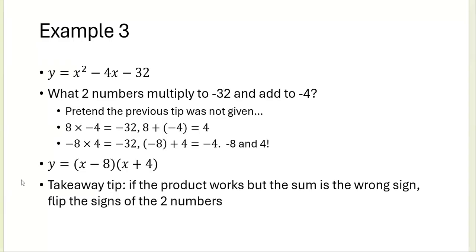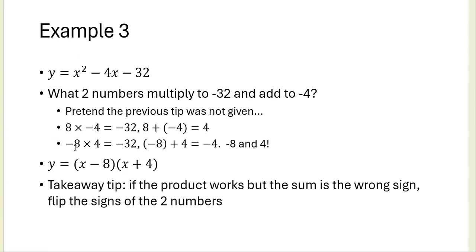Example 3, y equals x squared minus 4x minus 32. Okay, so what two numbers multiply to negative 32 and add to negative 4? Okay, let's pretend we didn't take this tip at all, and let's choose 8 and 4. That makes 32, right? And then let's happen to choose positive 8 and negative 4. That makes negative 32 when you take the product. And 8 plus negative 4 is 4. Oh, look, this is positive, but we want negative. So how can we make it negative? You just flip the sign of the two numbers that you chose.